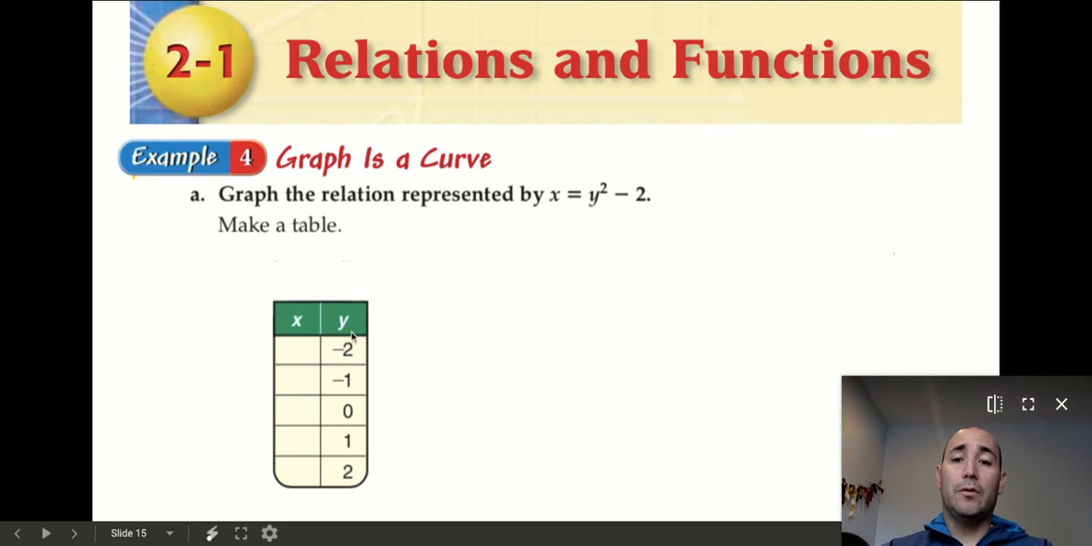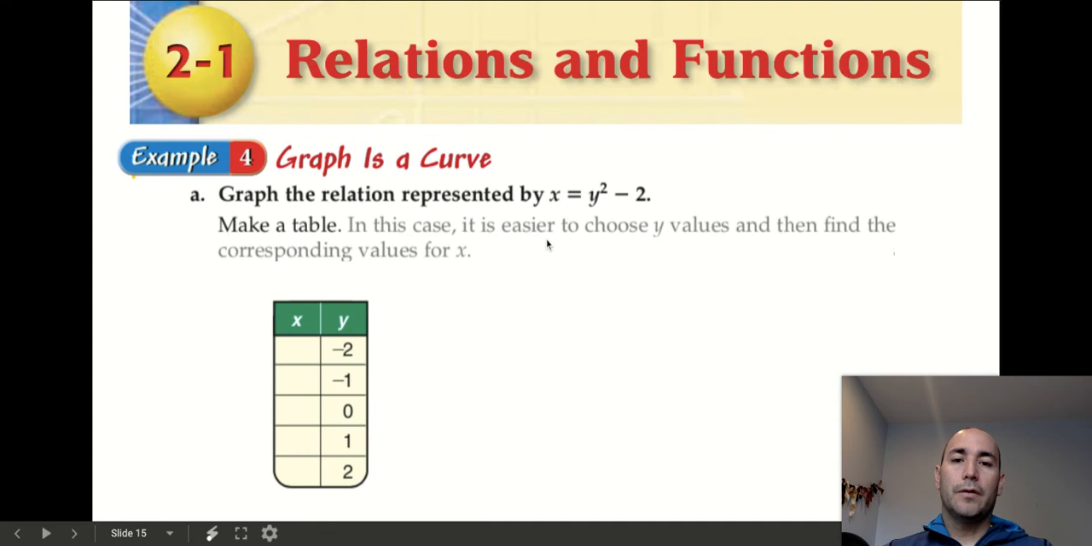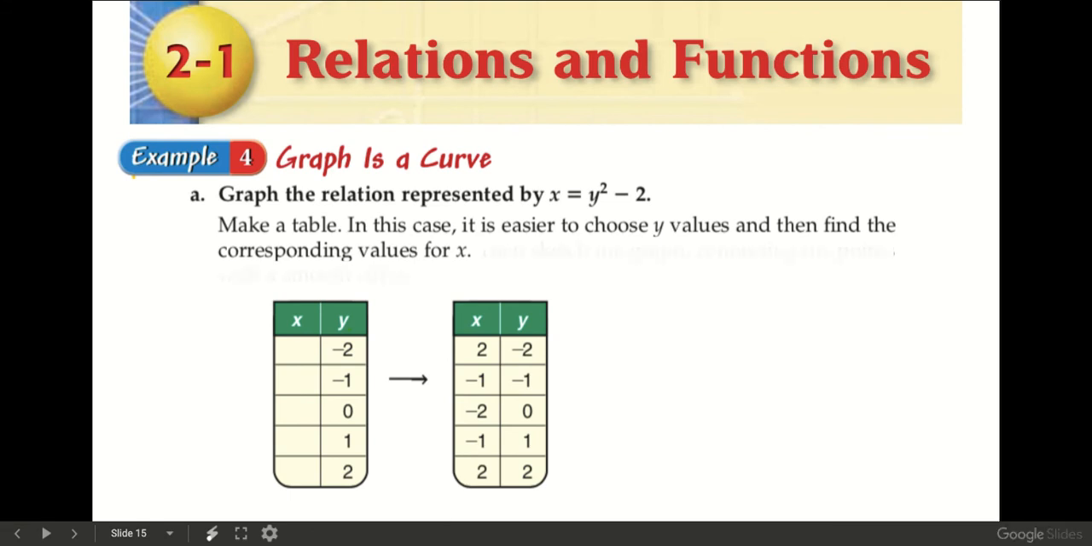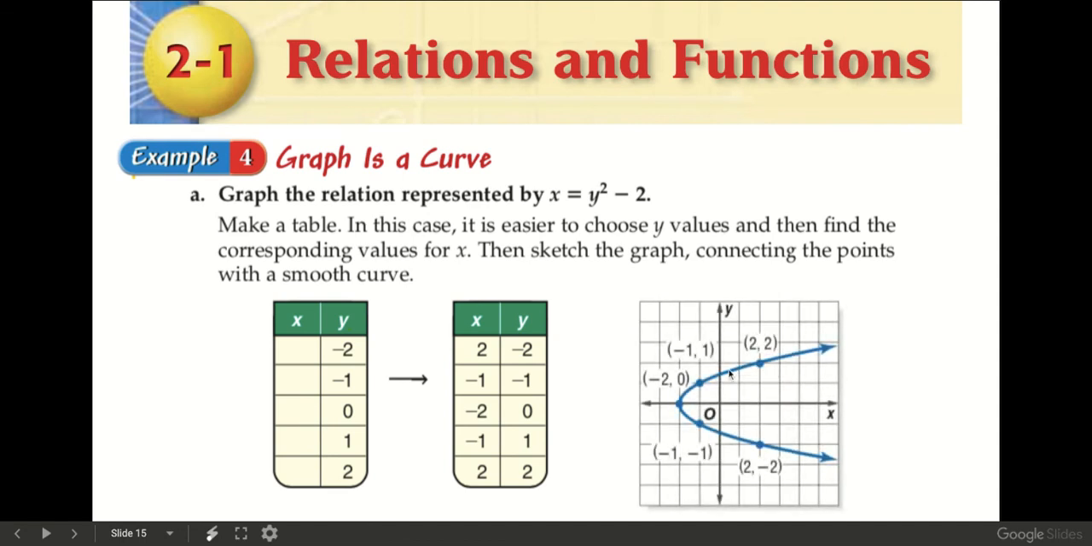So here's a table. Here I pick some y values because it's much easier to substitute y values in, square, and subtract 2 to find my x value than it would be to plug in x values. So in this case, I would substitute my y values in and find the corresponding x values. So now I have my x and y coordinates. And then sketch the graph. So here are my points on the graph. I connect them with a smooth curve, and here's my graph in blue.